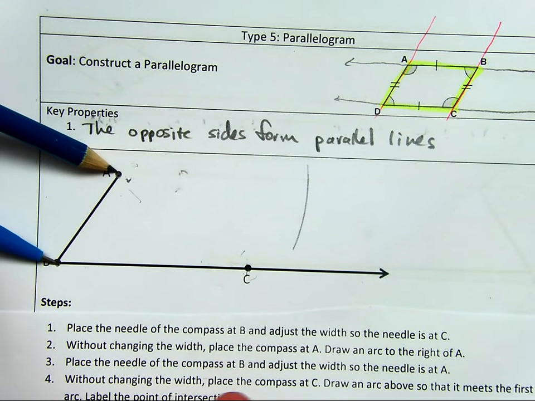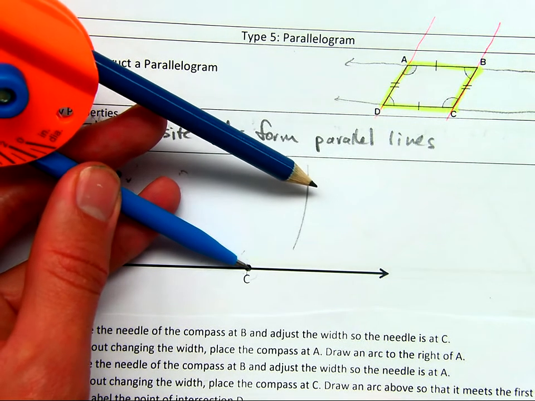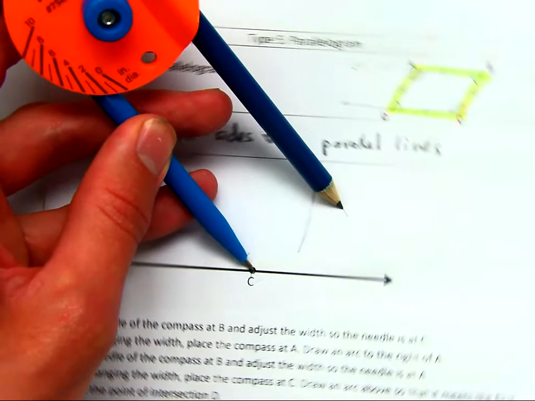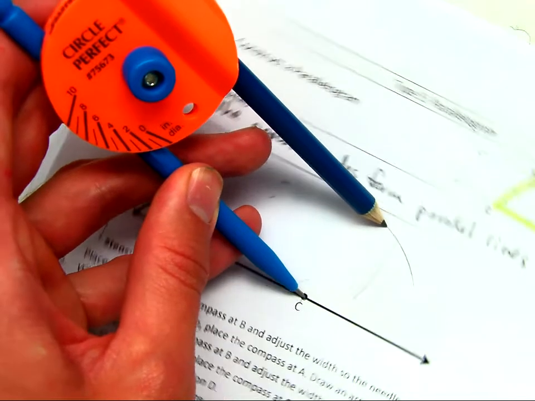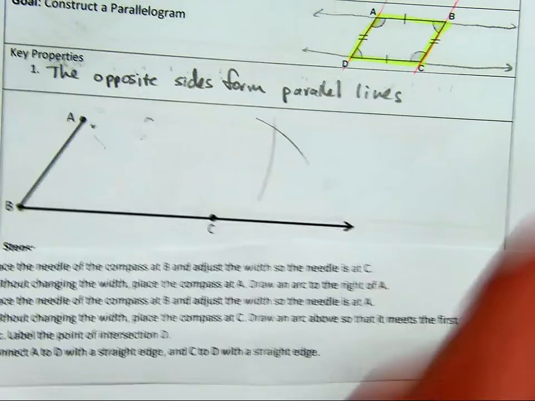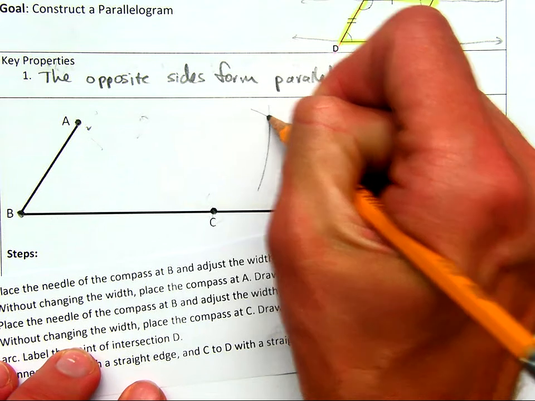Without changing the width, place the compass at C. And what you're going to do is draw an arc above so that it meets the first arc. With the paper, you get a better arc that way. Okay, so that's going to be point D. We have A, B, C, D. So we can now draw our parallelogram.